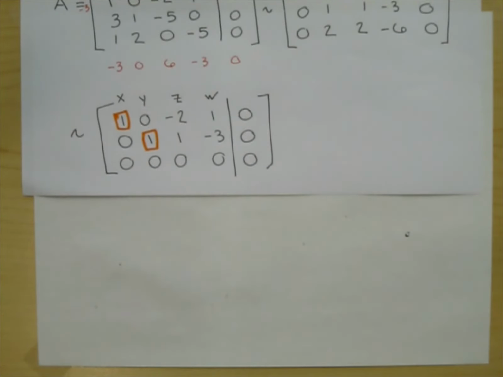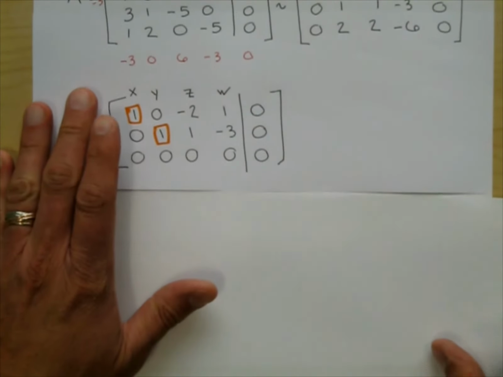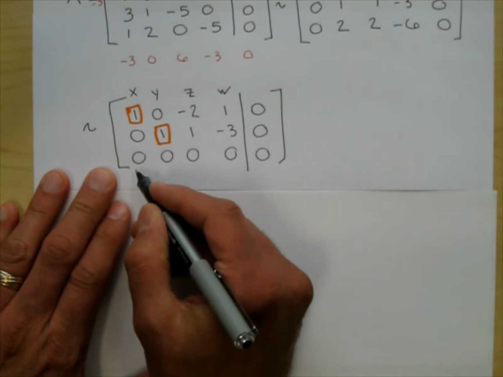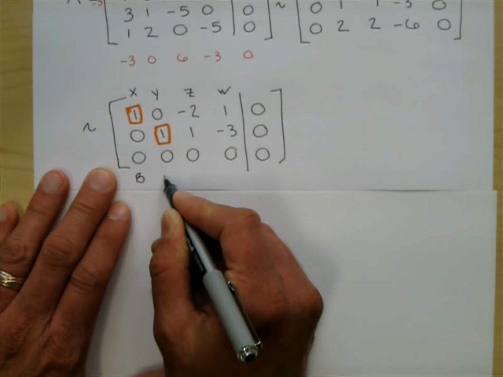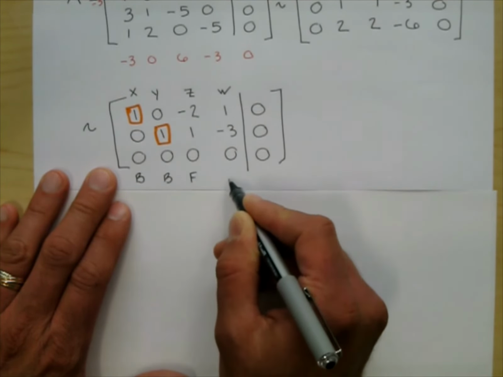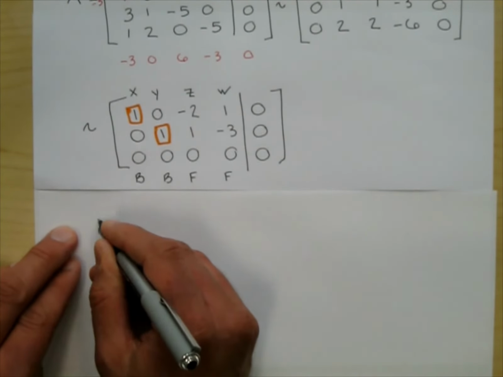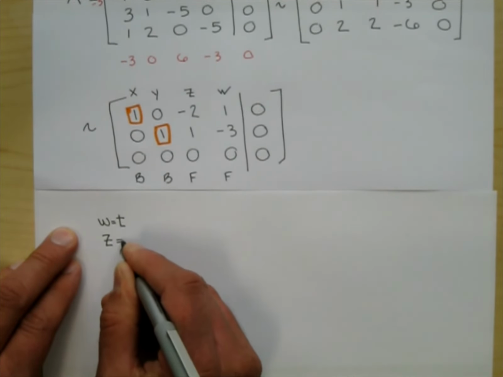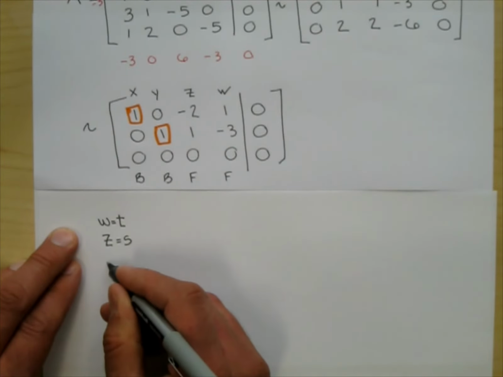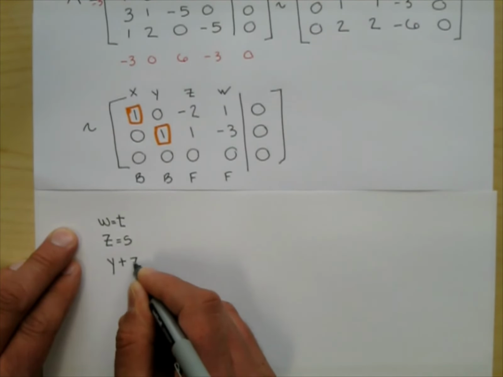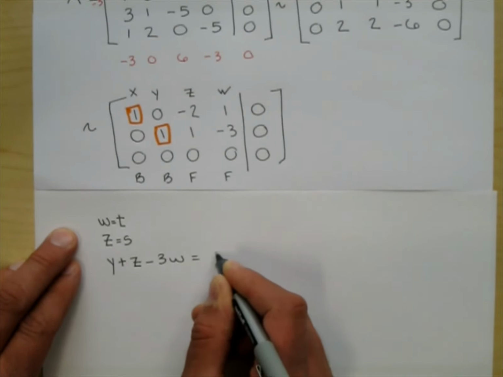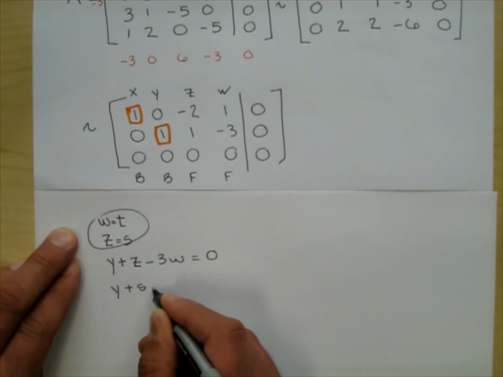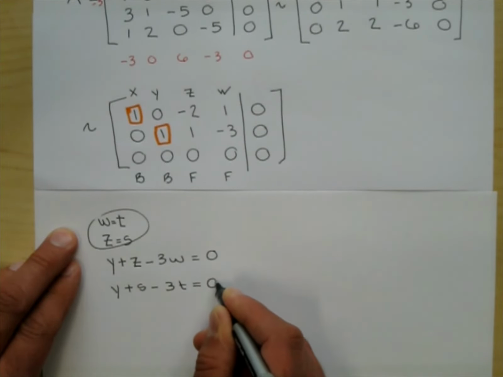So let's find a piece of paper and write up the equations. So look at this. Well, actually, before we write the equations, let's talk about this. X is bound, Y is bound, Z is free because there's no pivot there, and W is free. Let's start off with W. W is a parameter, T. Z is going to be S, and then the second row gives me Y plus Z minus 3W equals 0. Y, we'll circle these ones, plus S minus 3T equals 0.